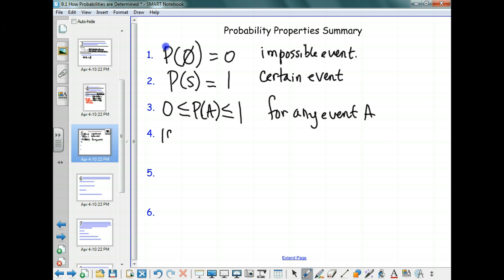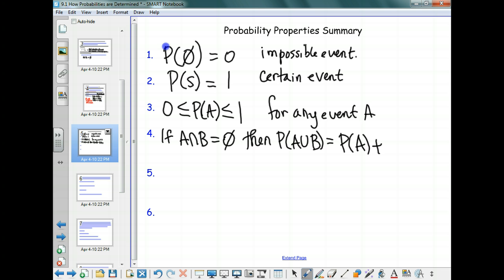The next one I've also written down: if A intersect B is the empty set, that means they have nothing in common, then the probability of event A union B is the probability of event A plus the probability of event B. That's my example of the probability of rolling a 3 and the probability of rolling a 5, or whatever on the die. Both happening at the same time, so we can just add the individual probabilities, and that would be exactly the same as rolling a 3 or a 5.